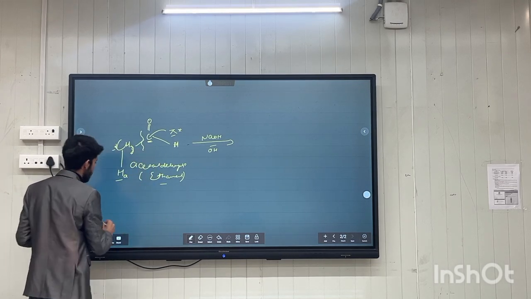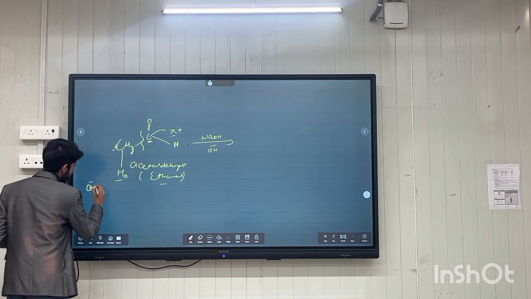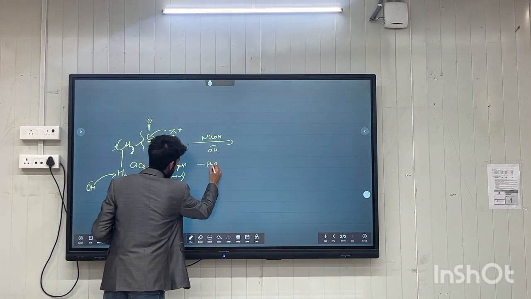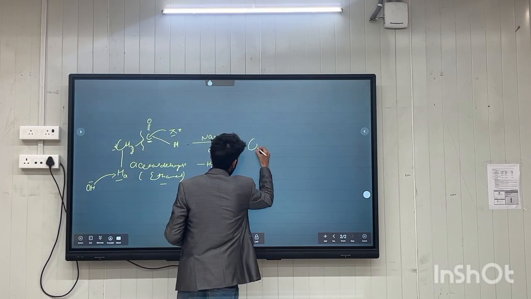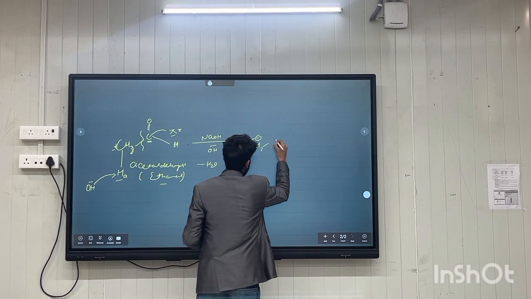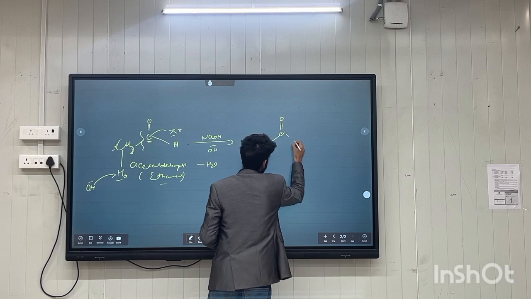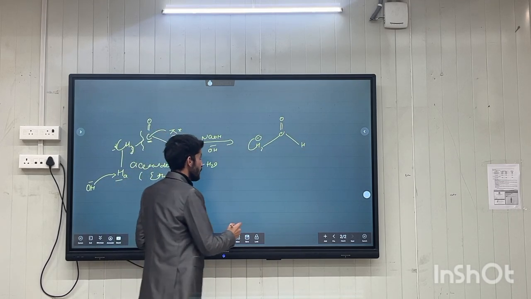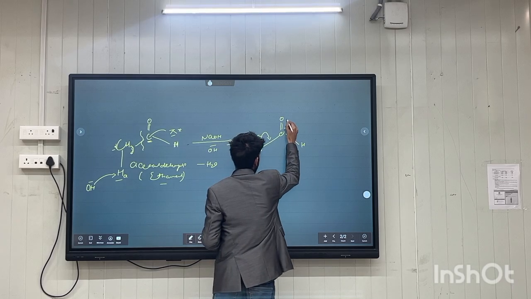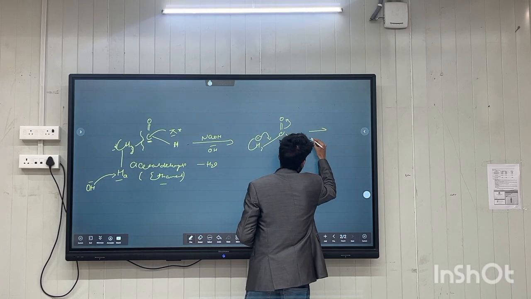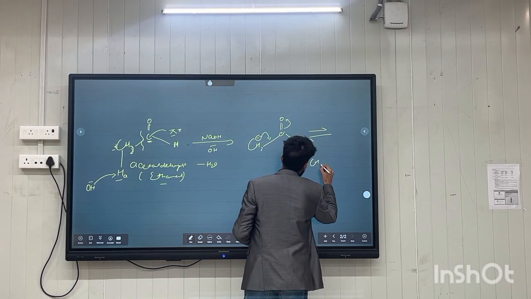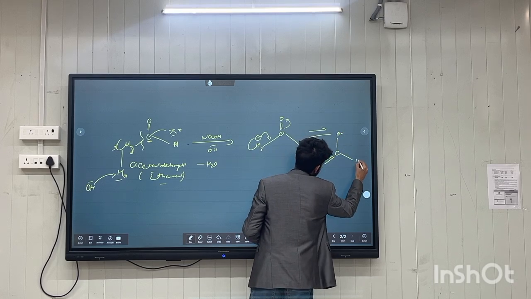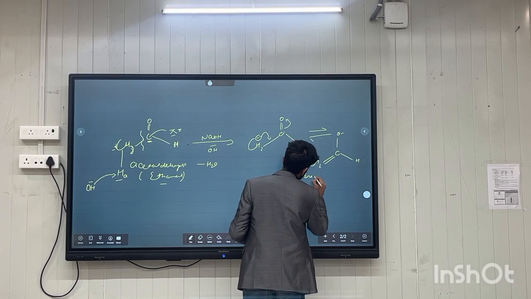So this base, OH negative, will come and react with the acidic hydrogen, and we'll get a water molecule out from here, and we'll get CH2 negative, single bond, C double bond O, with H. And this is a resonating structure of this compound: CH2 double bond C, single bond O negative, H. This thing is called the enolate ion.